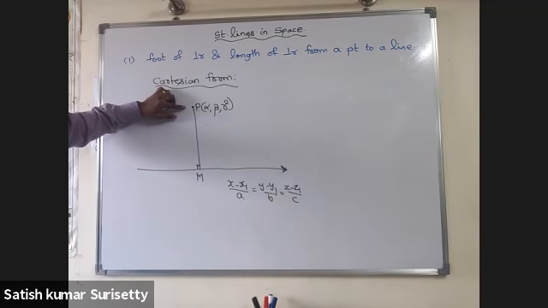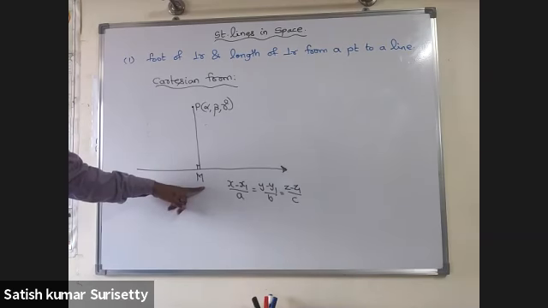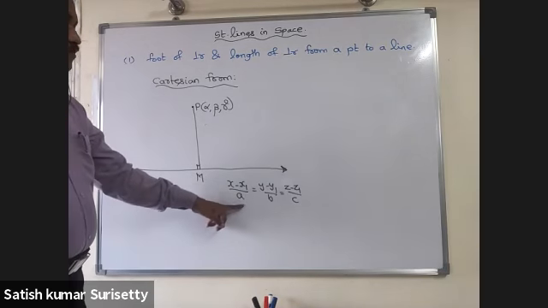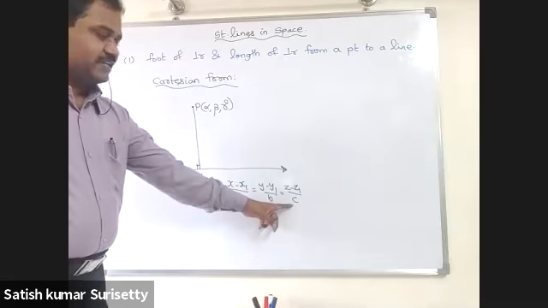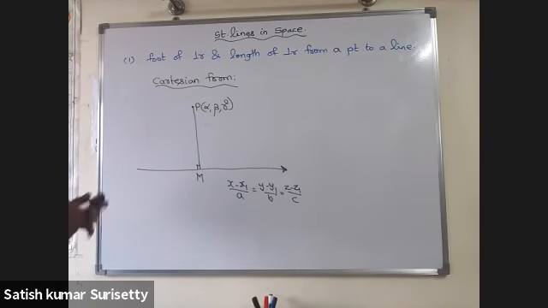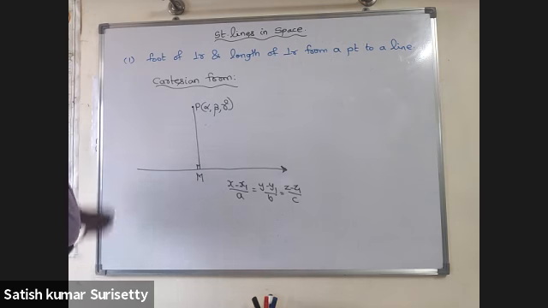Determine the foot of the perpendicular from a point P(alpha, beta, gamma) to the straight line (x minus x1) upon A equal to (y minus y1) upon B equal to (z minus z1) upon C, and also find the length of perpendicular from P to the line. Now, observe the procedure.